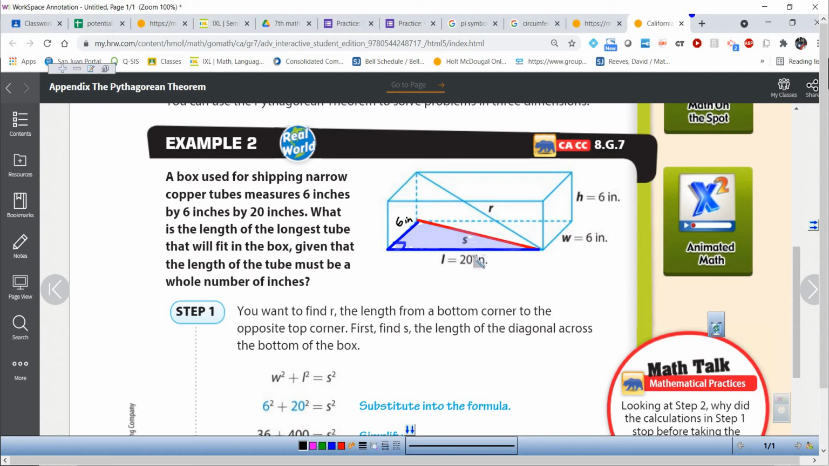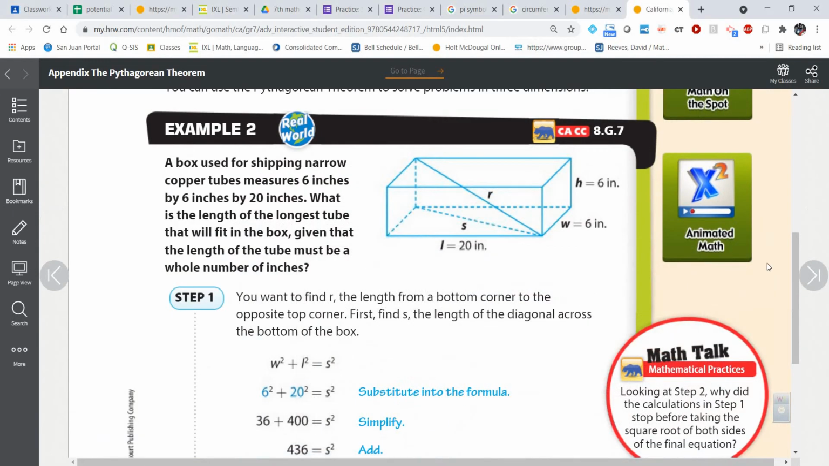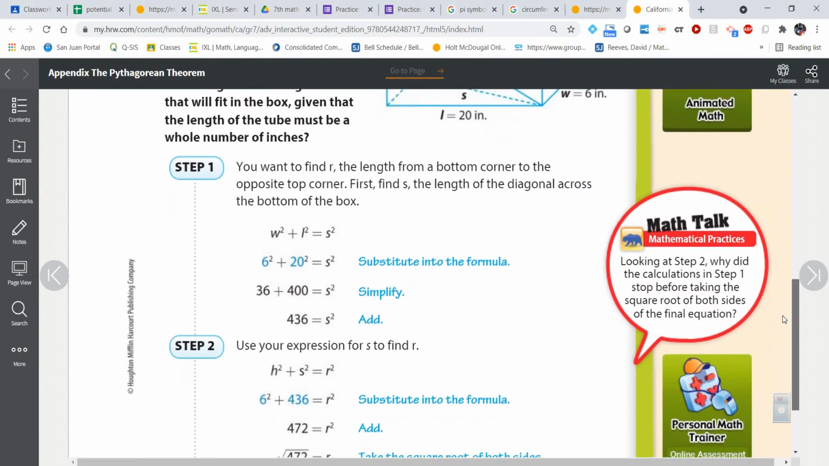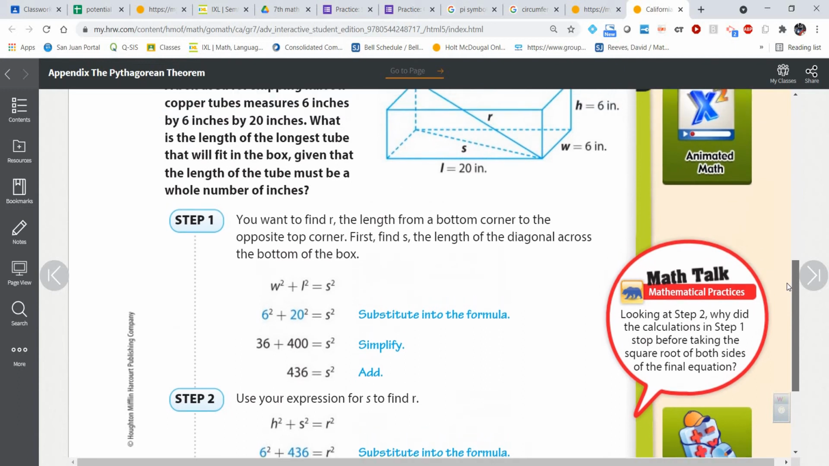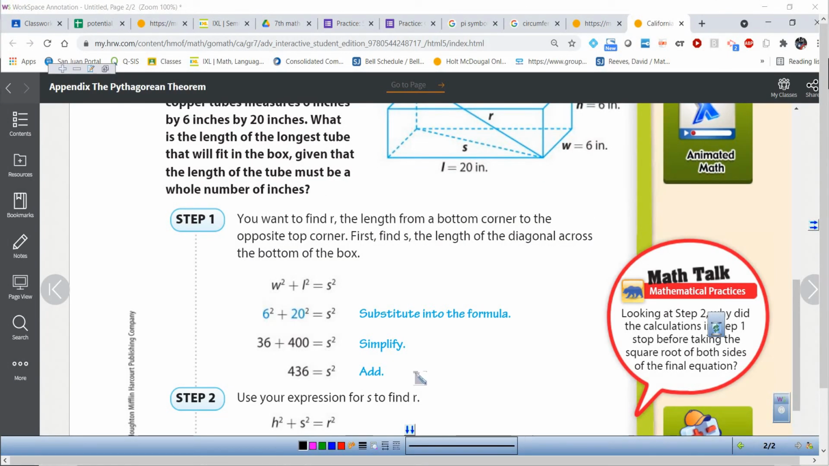So to find S, we know that 6 squared plus 20 squared is equal to S squared. If you look right here, that's what they're doing. 6 squared plus 20 squared is equal to S squared. 36 plus 400 is equal to S squared. I'm going to go ahead and scroll down here so we could see the rest of the work. So S squared is equal to 436. What they did not find was S.